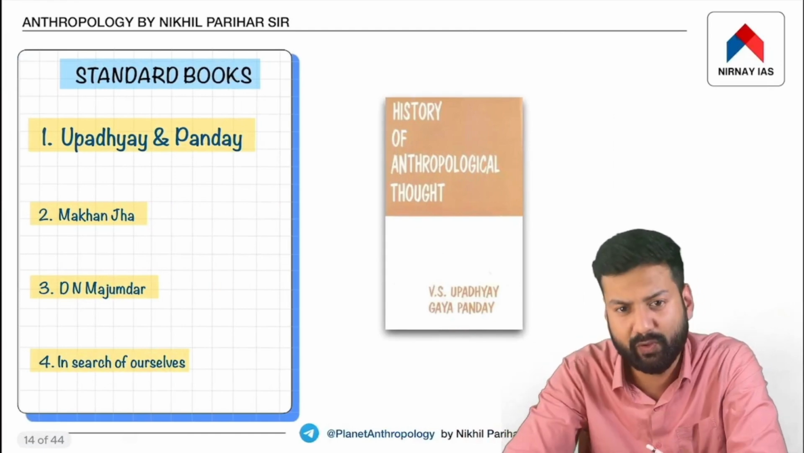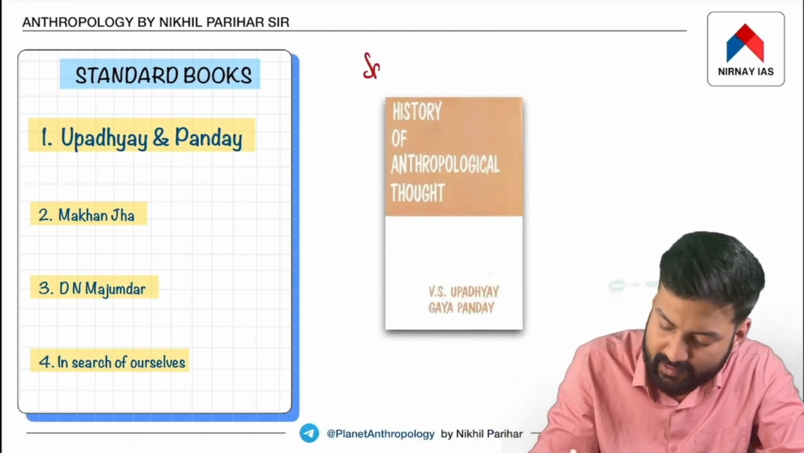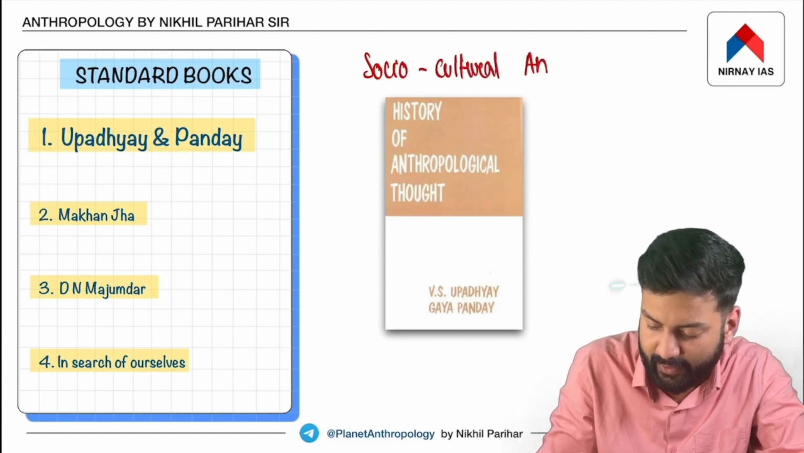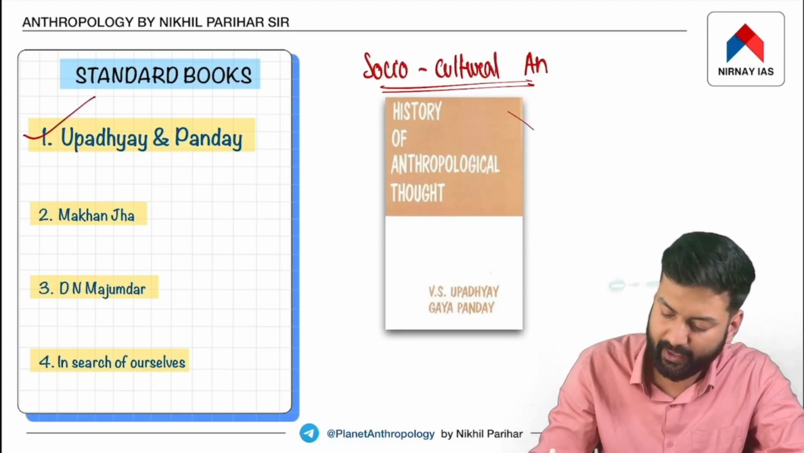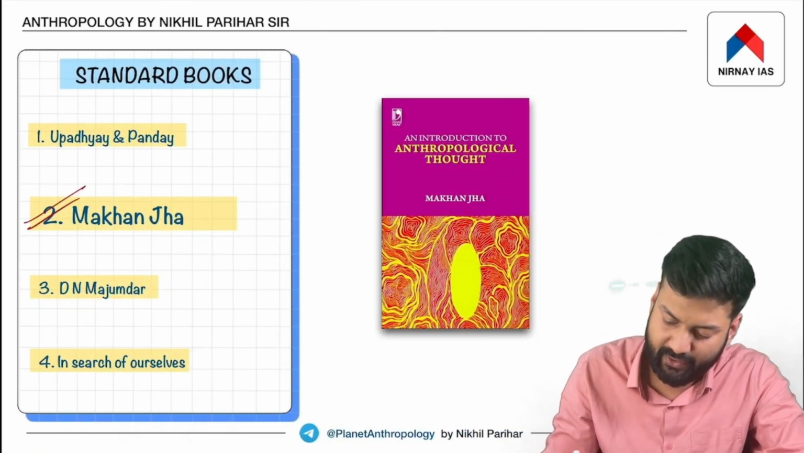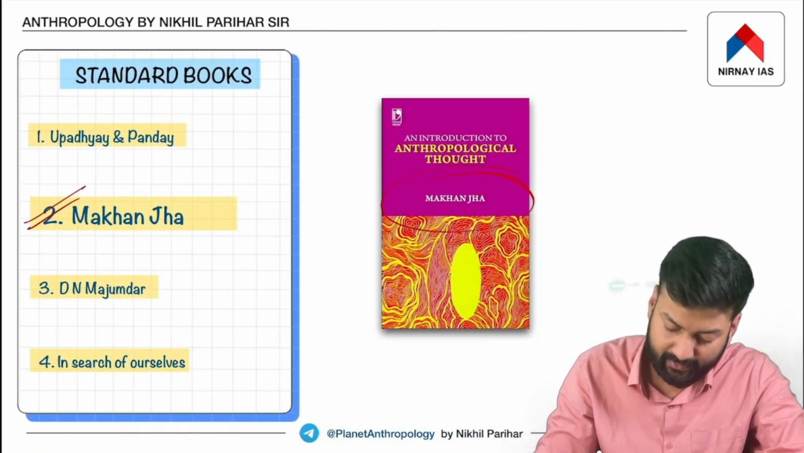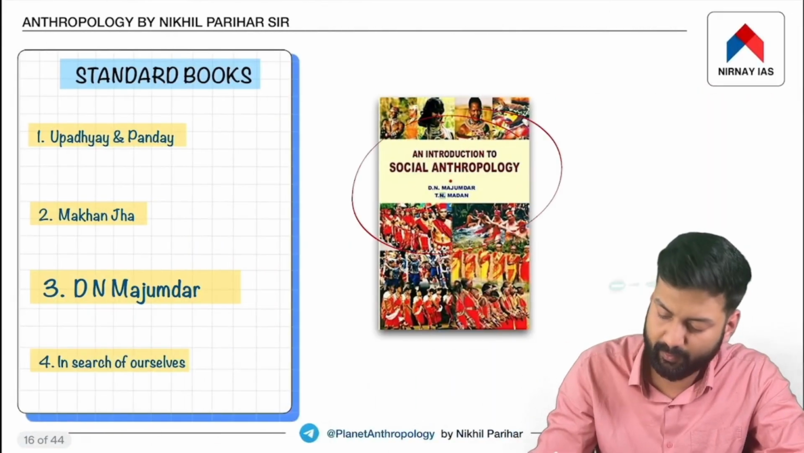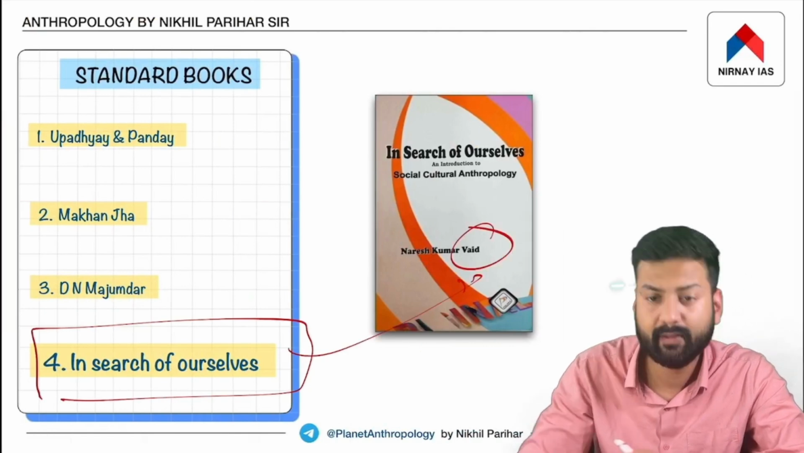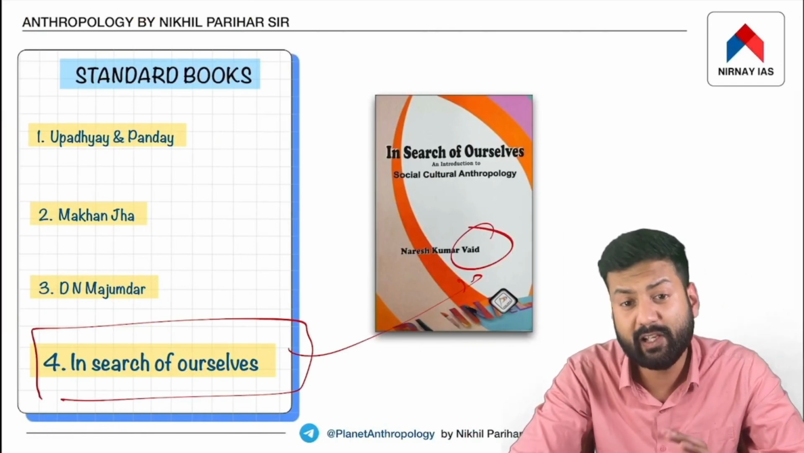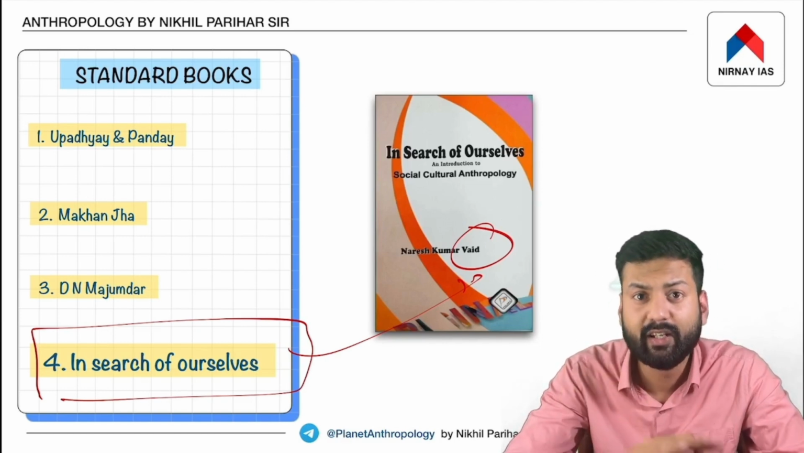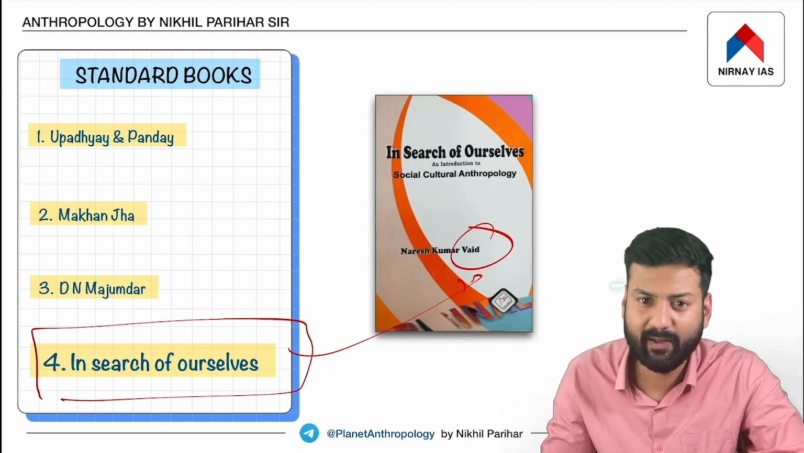Moving on, then there are standard books. In the standard books for socio-cultural anthropology, we have standard books called Upadhyay and Pandey. Second book is Makhan Jha. Third book is D.N. Majumdar. And the fourth is In Search of Ourselves by Vaid. Right. These are the four books that are there for socio-cultural anthropology. इसमें से कौन सी पढ़ना है, कौन सी अवॉइड करना है, we'll get into it in the ultimate book list, right?